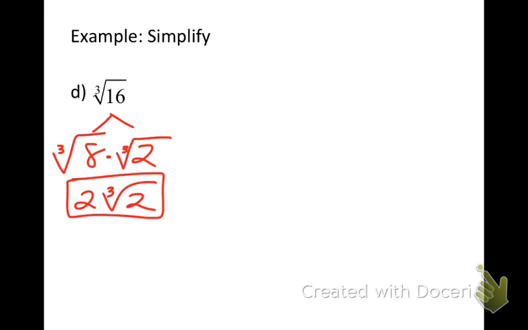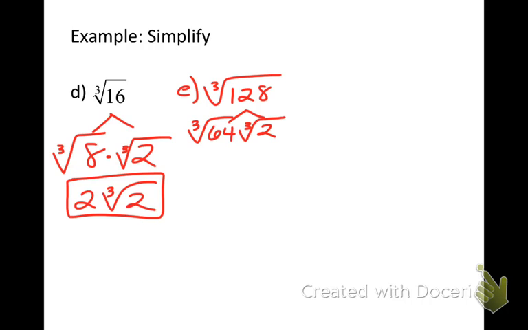What about, I'm going to add one on here, the cube root of 128. Which perfect cube goes into 128? 64 times 2, good. So putting cube roots over top of each of those factors results in what? Cube root of 64 is 4, so 4 cube roots of 2.